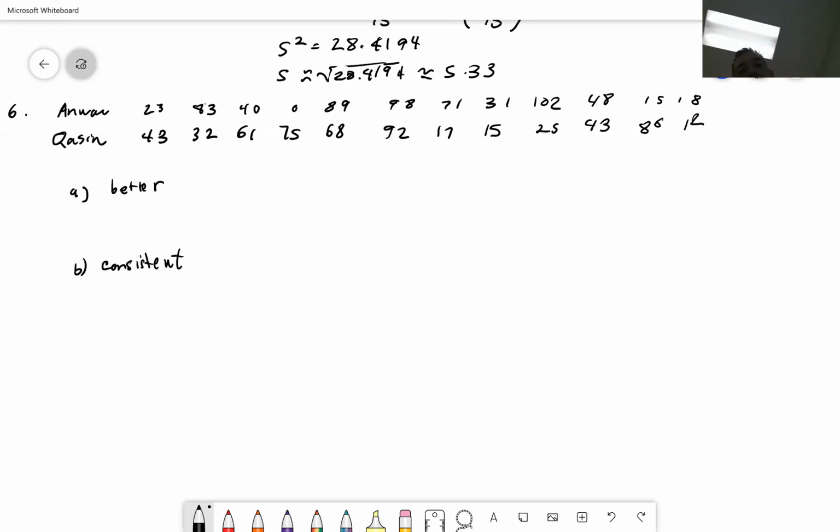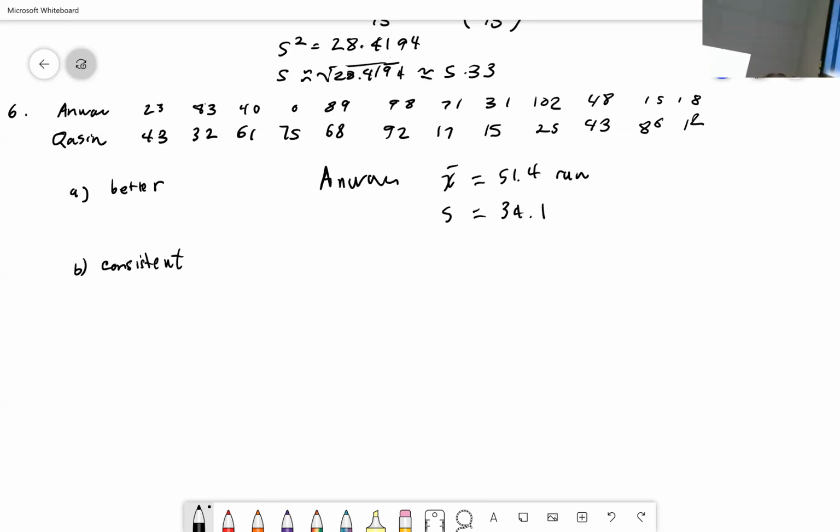So for Anwar, we have that the mean is 51.4. So these are 51.4 runs, and the standard deviation is 34.1.